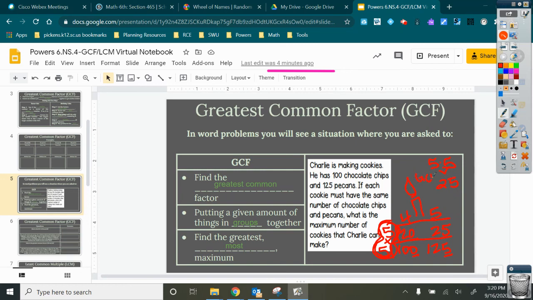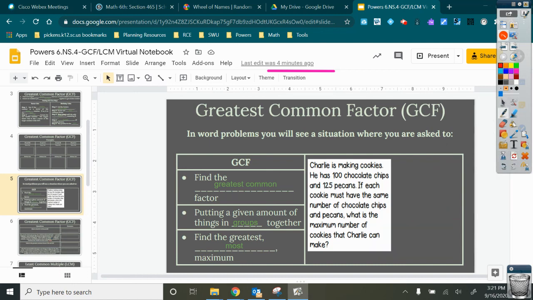Now, if you did this another way and you got 25, that is fine. I only really want you to be able to figure out greatest common factors. It's not necessarily about the method. All right.